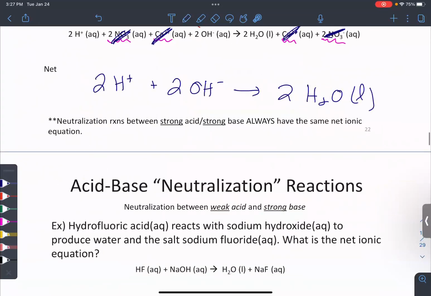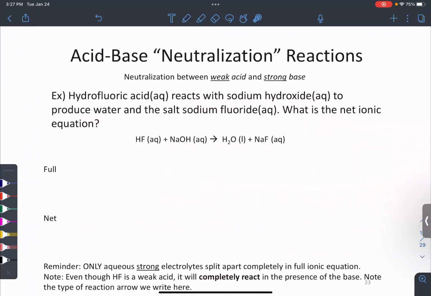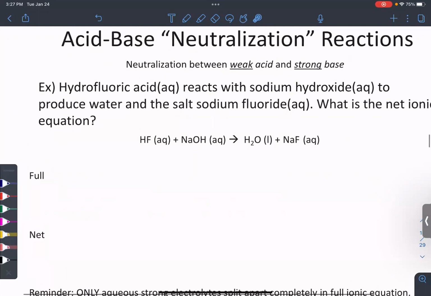Okay, so let's look at another one here. Neutralization between a weak acid and a strong base. So same ideas here. Let's go through these and see, do we split them or not? HF, do we split that guy? Yes? What do you have to be in order to split it? It has to be 2 things. No. In order to split it in your full ionic equation, it has to be 2 things.